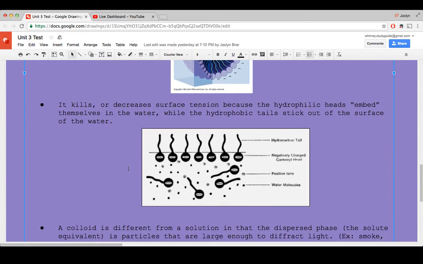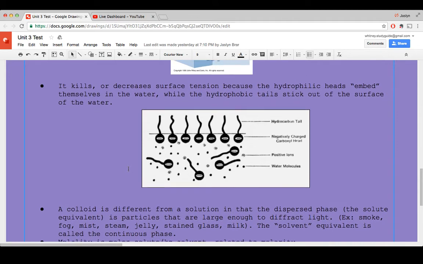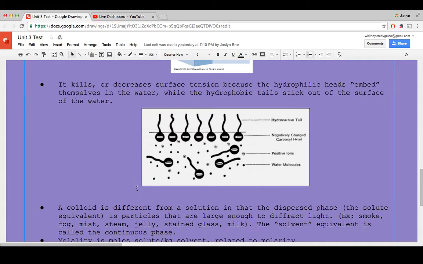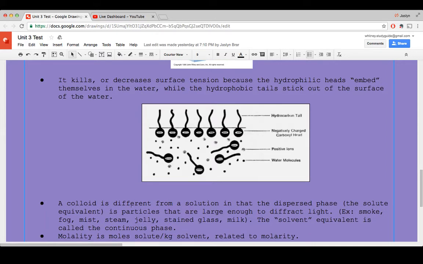Okay, so then we're going to get into colloids. Colloids really follow the same principles as solutions. You have a small part within a larger part. Instead of a solute, for a colloid, it's called the dispersed phase. The difference between a colloid and a solution is that the dispersed phase is big enough to diffract light.